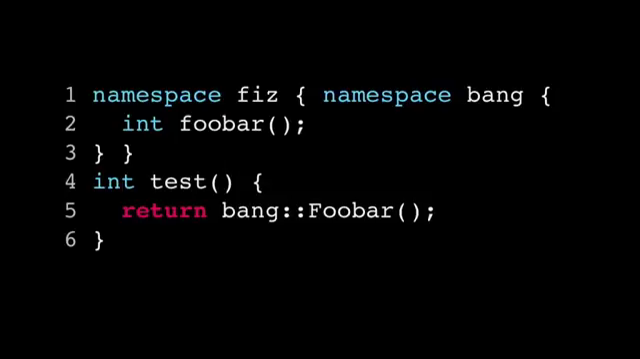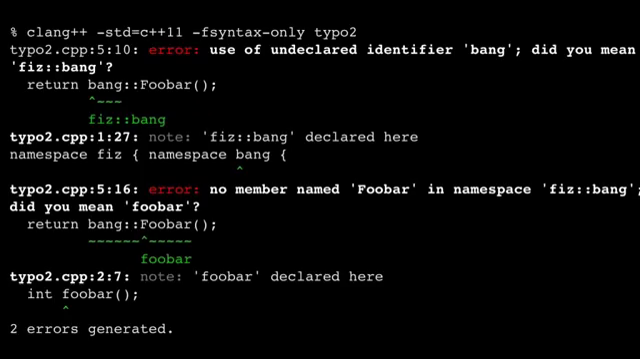Because here we haven't just made a typo. We've also forgotten about a namespace. There are a bunch of other things going on here. Who knows where this code came from? Well, Clang does. So first, Clang's going to realize that you named a namespace without the right qualifier.